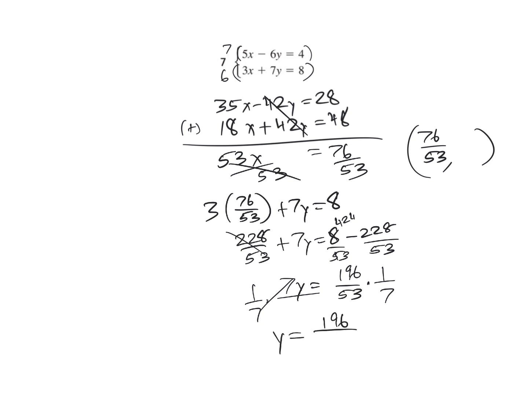196 over, let's see here, 7 goes into 196 twice, 14, that's 5, 28 times. So 28, I guess the answer should be 28 over 53. And that would be your correct answer.